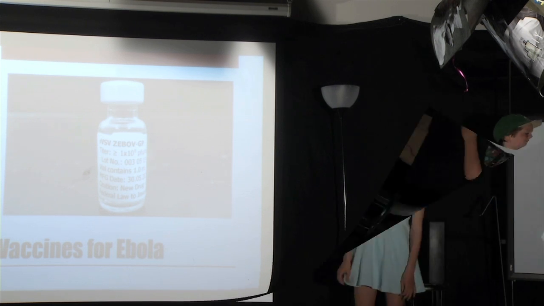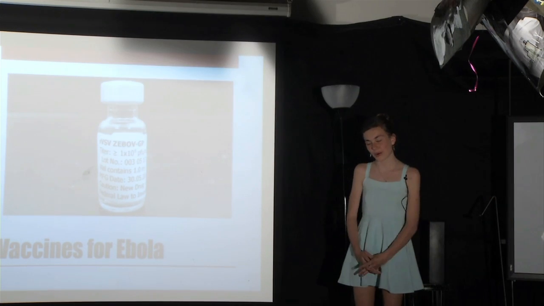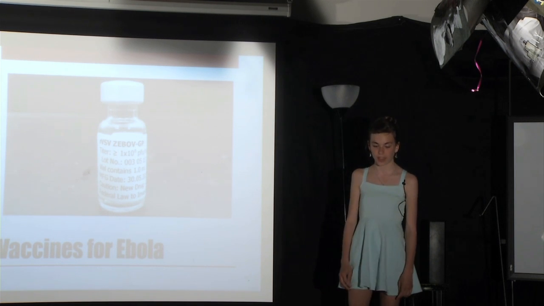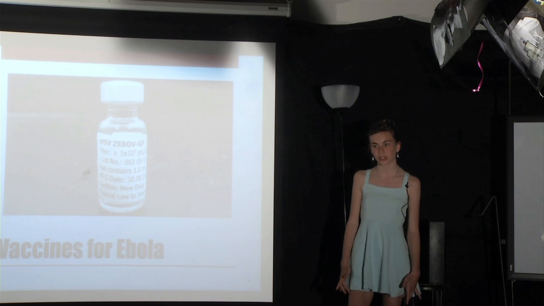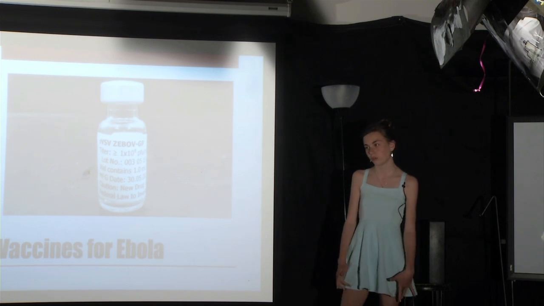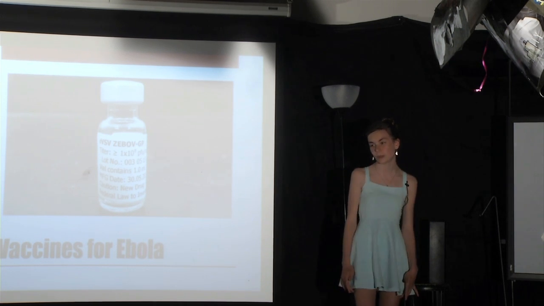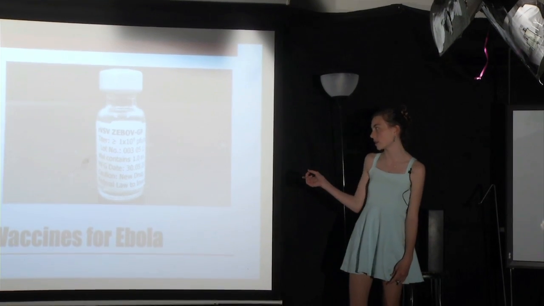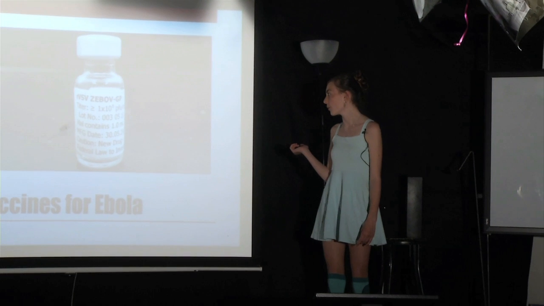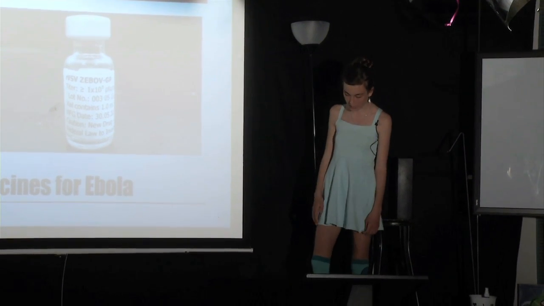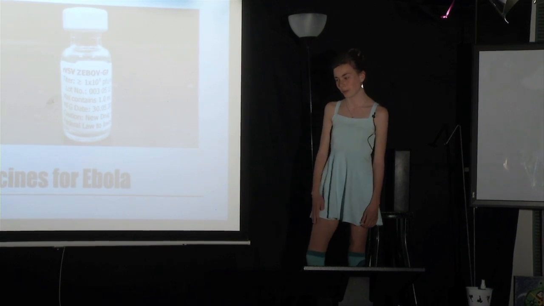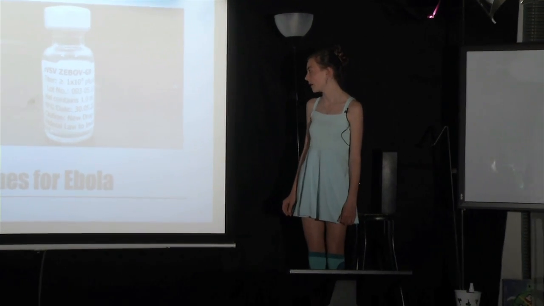I'm Zola, and I'm going to be talking about Ebola vaccines. There's currently no FDA-approved Ebola vaccine, but there are 3 potential candidates that have been rushed from promising animal studies into human trials. The first Ebola vaccine pictured there is RVSV Zebov, and it's produced by the National Microbiology Laboratory in Winnipeg, along with the company Merck.